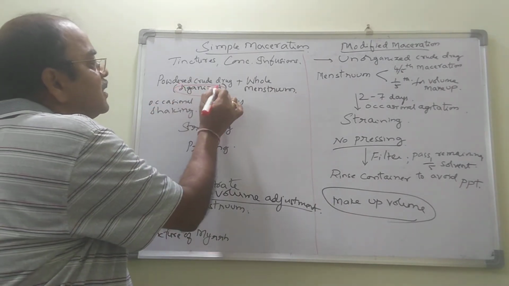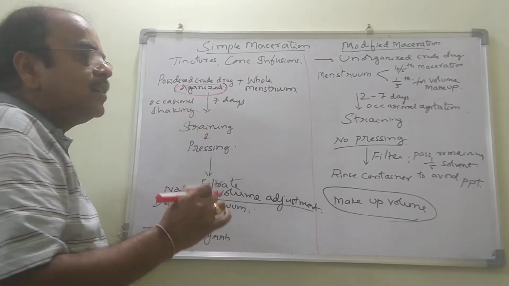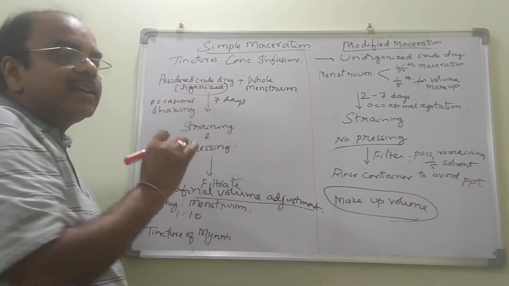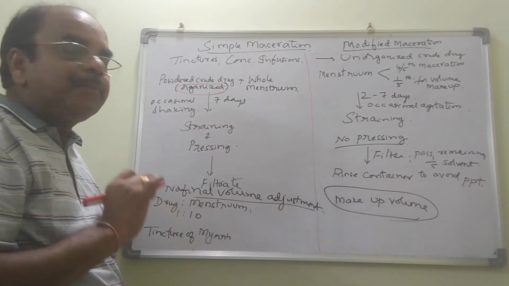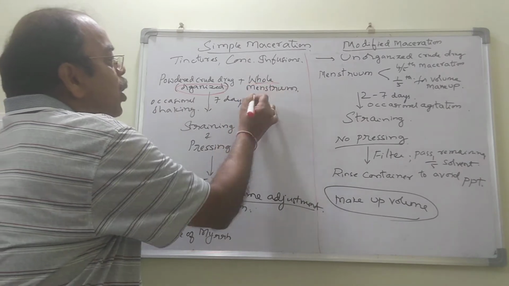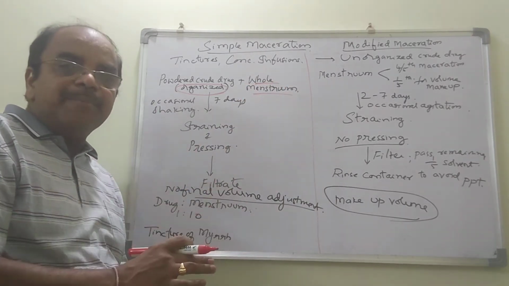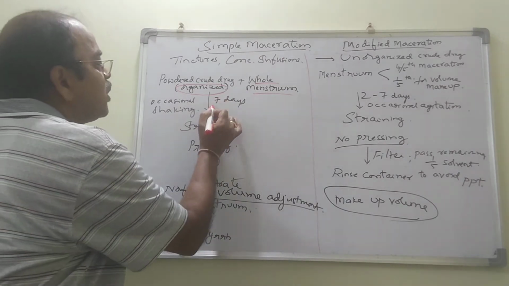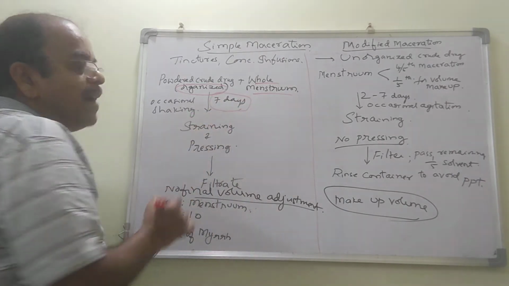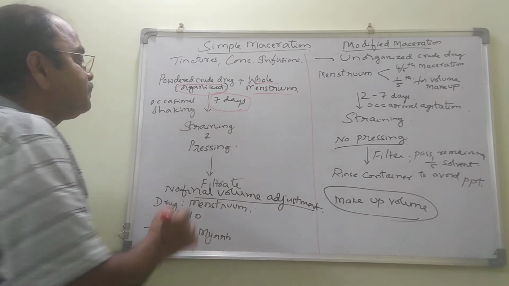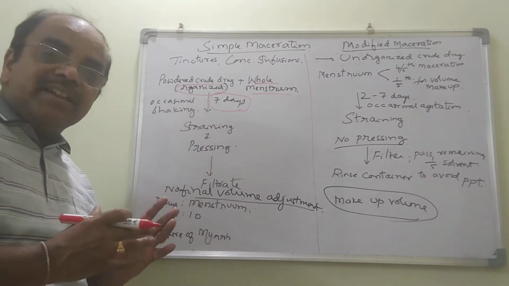Take the crude drug, dry it and powder it to increase the surface area of the particles, and you add the whole amount of the menstruum. The entire solvent you add at a time. Proceed for about 7 days of maceration, 7 days maceration with occasional shaking.